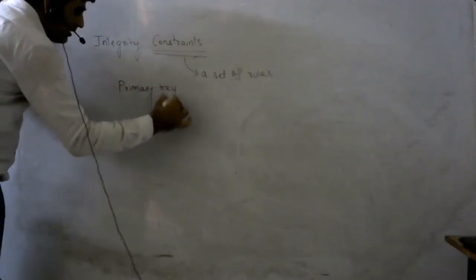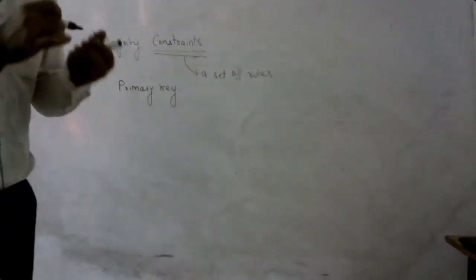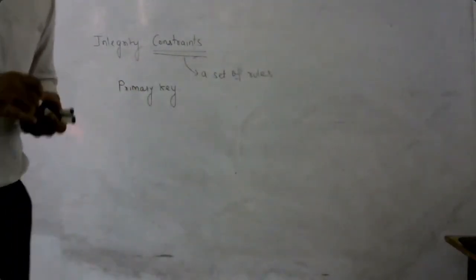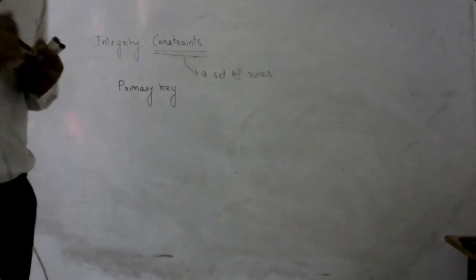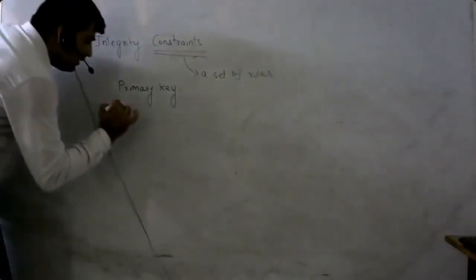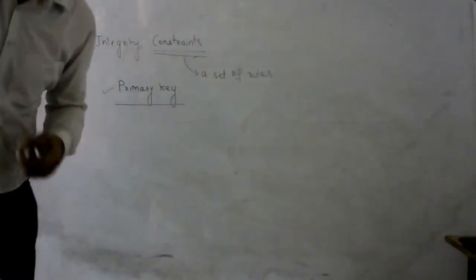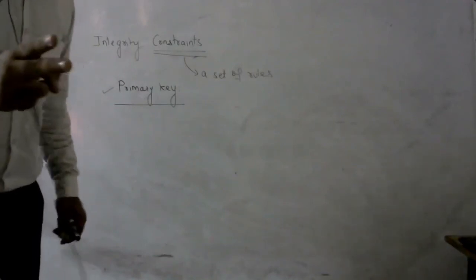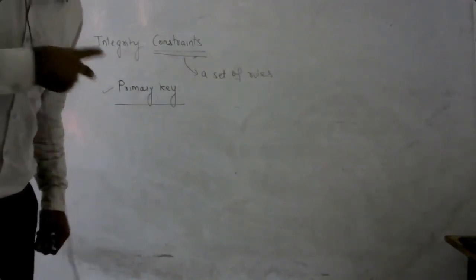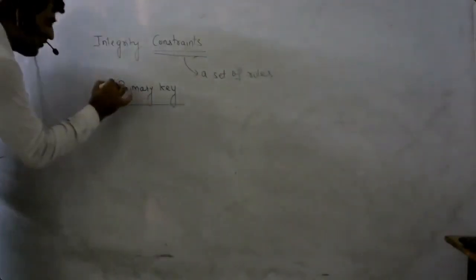When you create a relation on software like MySQL, SQL, DB2, or any other database, in every relation you give a primary key so that all the tuples of that relation have different values. No two tuples in that relation have the same or identical value. So this is the primary key which we have covered.